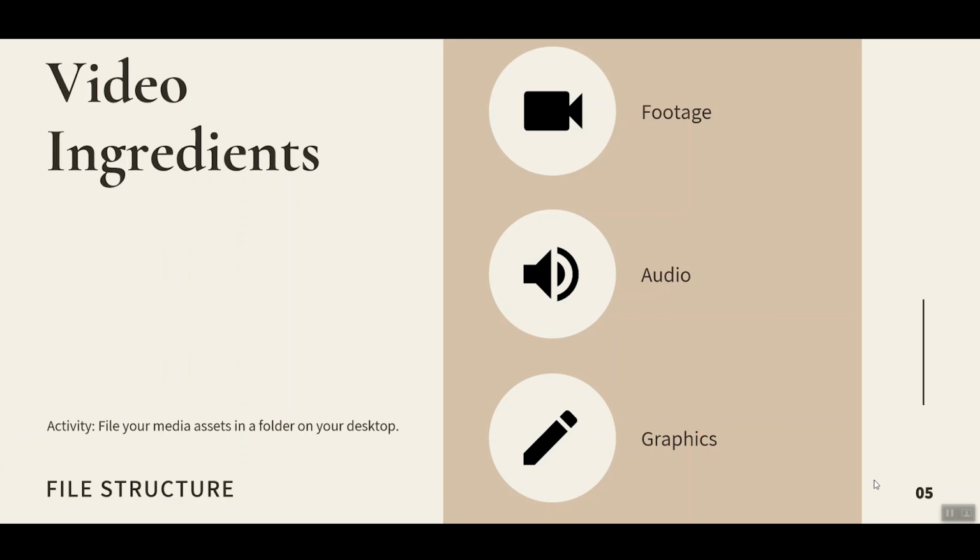The next key ingredient is audio. Now for a lot of what you'll be doing, your audio will likely be synced to your footage. But if you have non-synced audio, such as that recorded on a microphone or perhaps a voiceover, this is the place to save it. This will also be where you put any music or music licenses, as well as any sound effects.